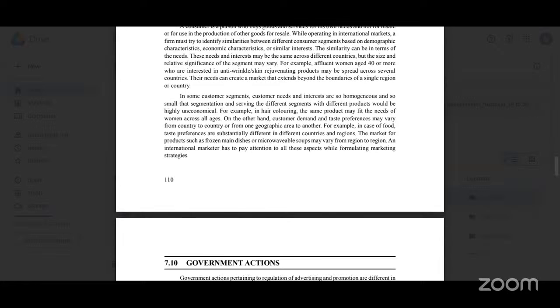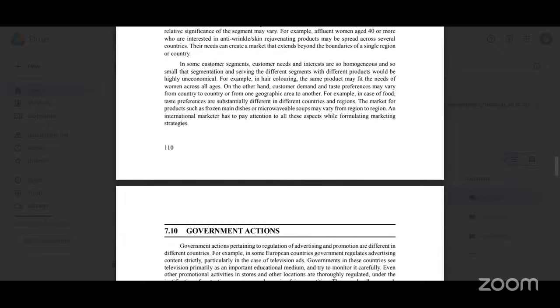So if we were to look at customer segments, customer needs and interests need to be homogeneous. That means they need to be similar and they need to be so small that segmenting and serving the different segments with different products would be highly uneconomical. For example, in hair coloring, if the same product fits the needs of women across all age groups, it becomes very, very easy for the company to sell its product. It's fundamentally selling the same product across different age groups.